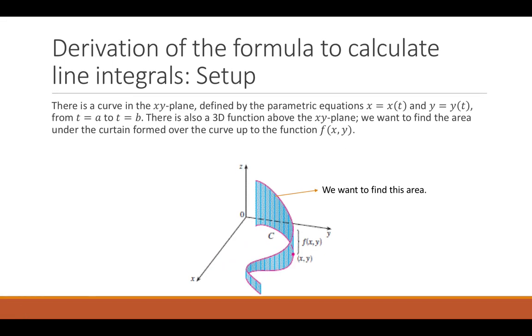So now I'm going to derive the formula to calculate line integrals. So here's the setup. There's a curve in the xy plane defined by the parametric equations x equals x of t and y equals y of t, from t equals a to t equals b. There is also a three-dimensional function above the xy plane. Right, this is it. We want to find the area under the curtain formed over the curve up to the function f of xy. This is the curtain. This is the area I'm looking for.